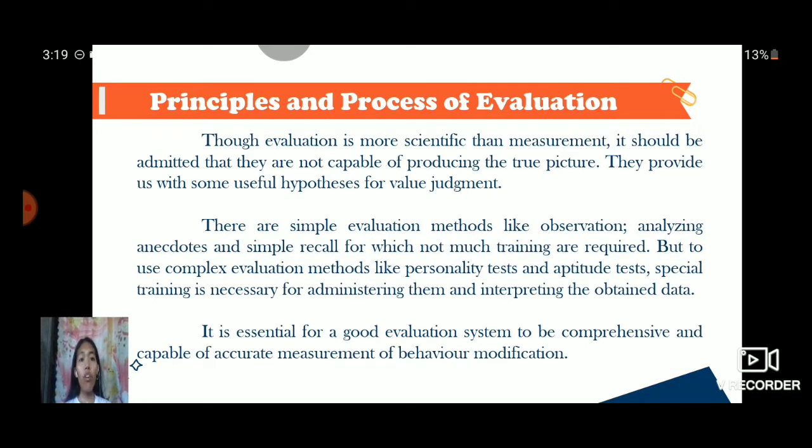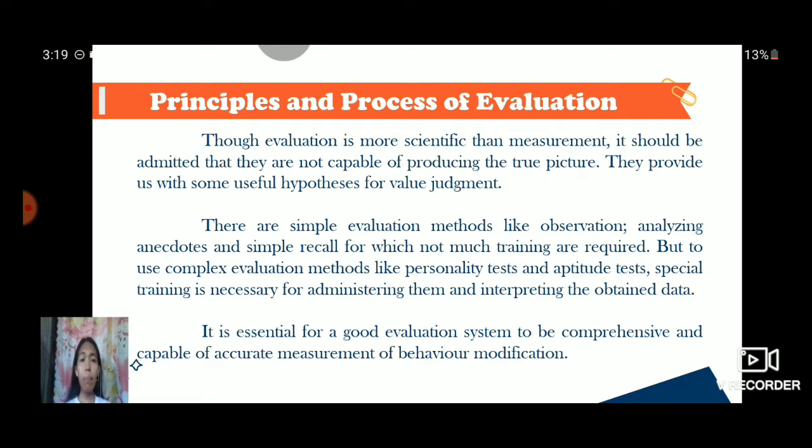Next is, though evaluation is more scientific than measurement, it should be admitted that they are not capable of producing the true picture, because we all know that measurement is just about measuring certain students or a certain area. But the most important thing is the evaluation, with which you can have your true picture. It can provide a useful hypothesis for value judgment.